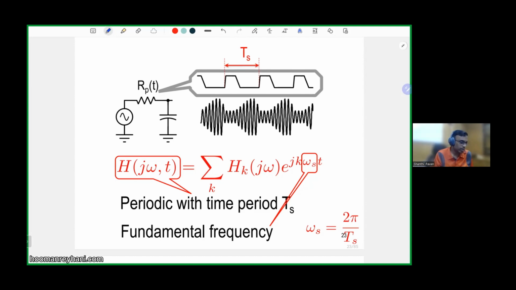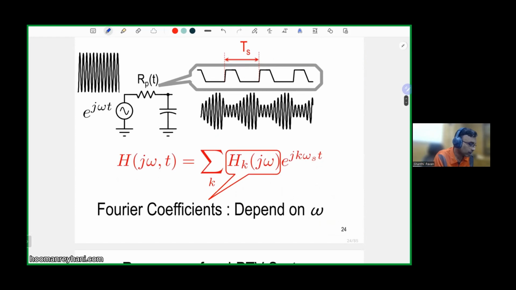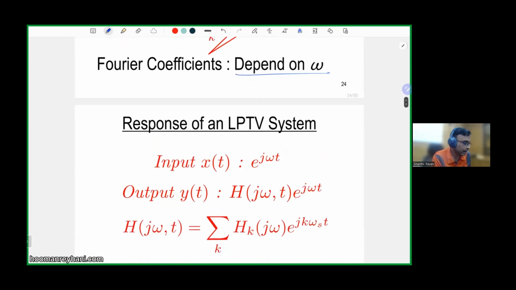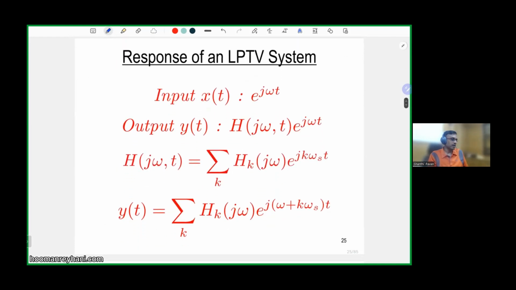So the bottom line, therefore, is that the fundamental frequency is this omega s, and omega s is related to the time period by the familiar relationship. Omega s is 2 pi over Ts. Now the key aspect is that the Fourier series coefficients only depend on omega.